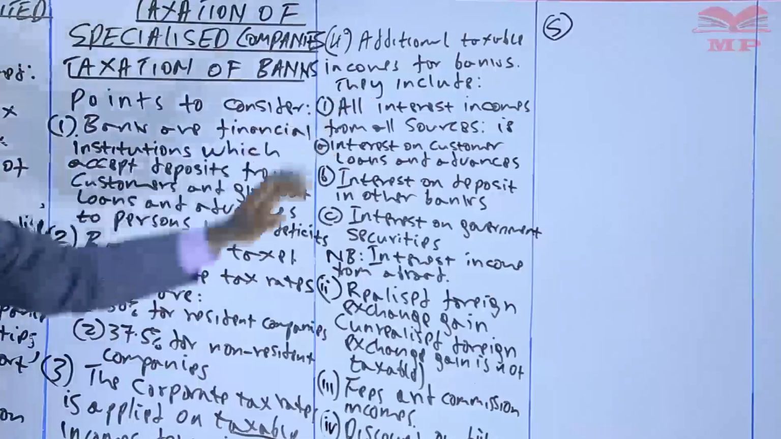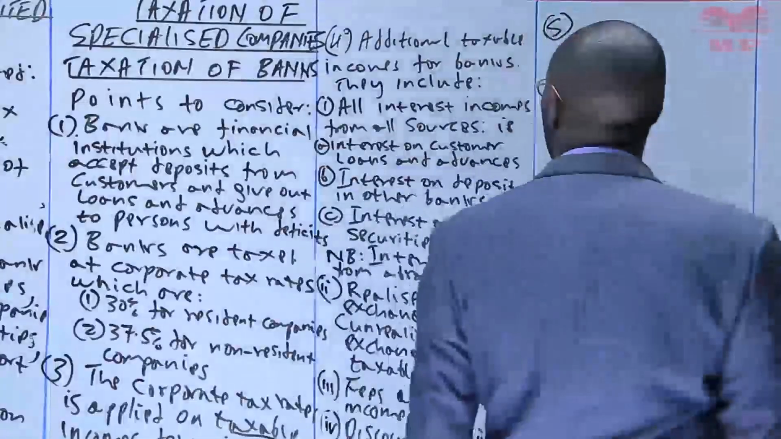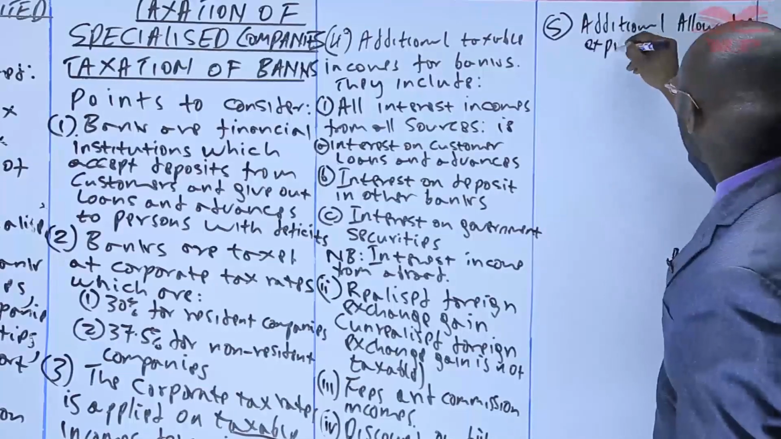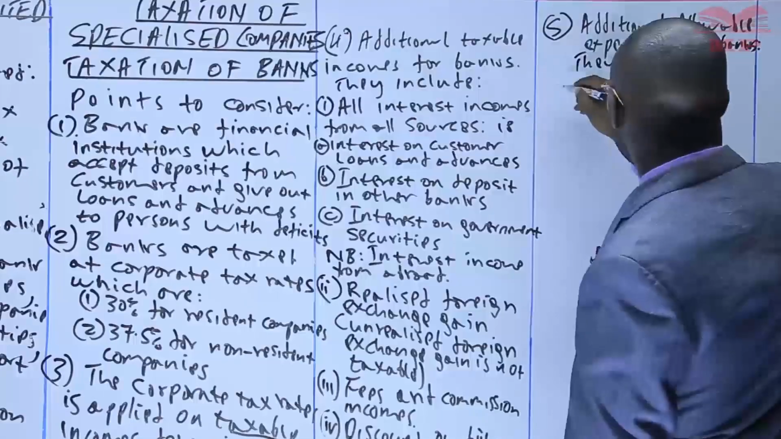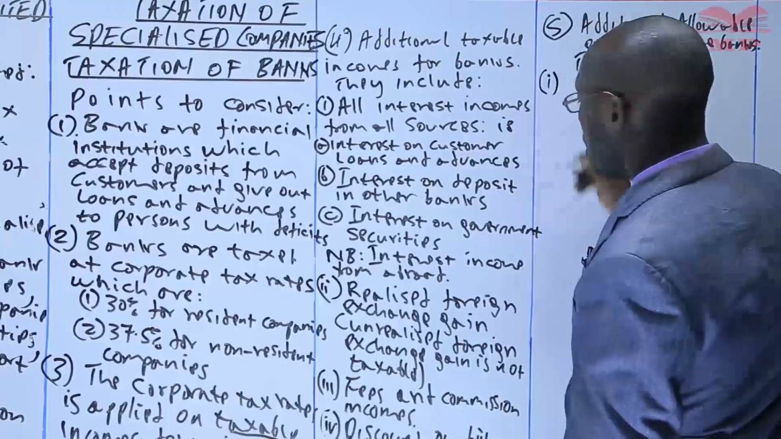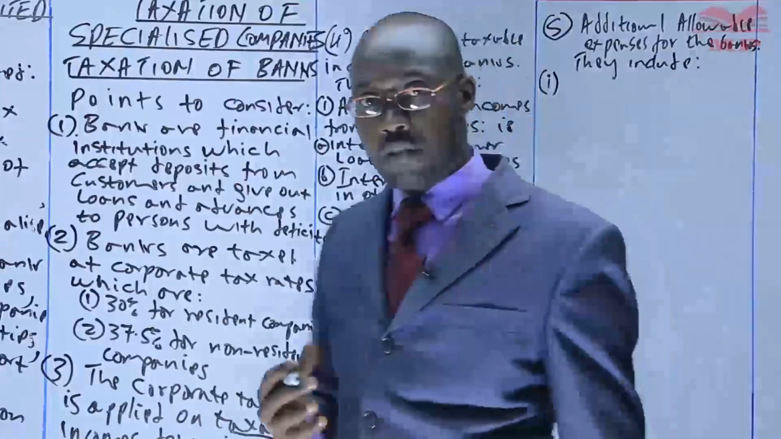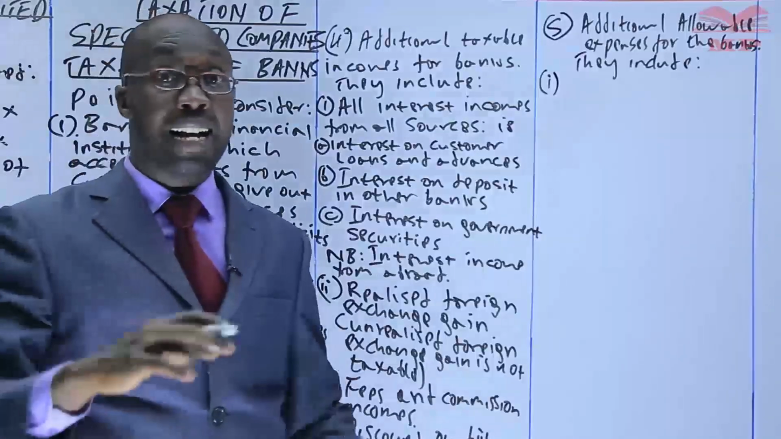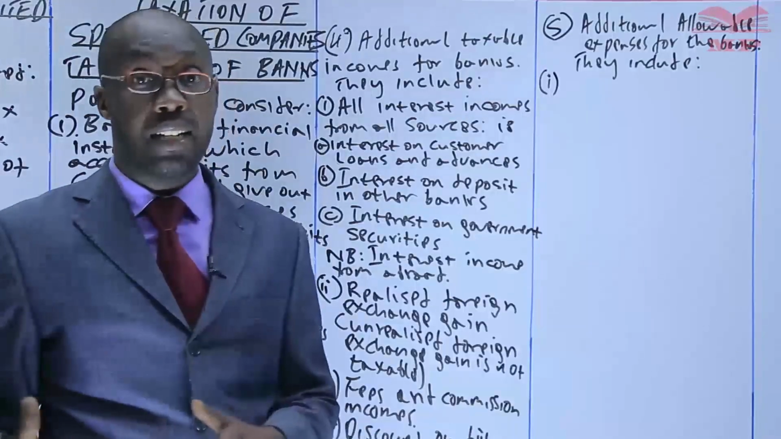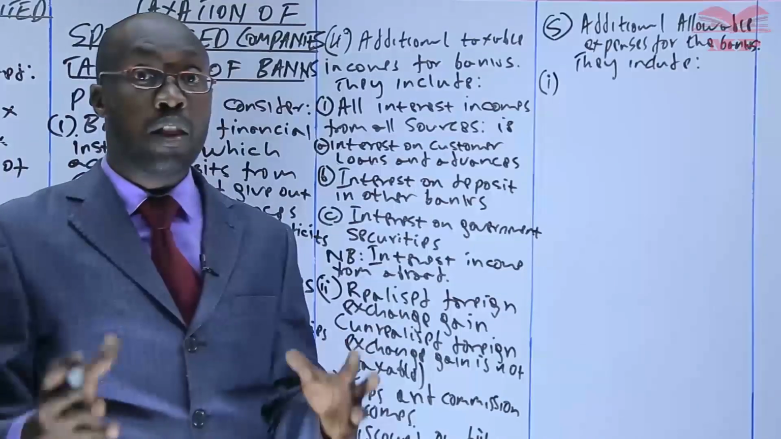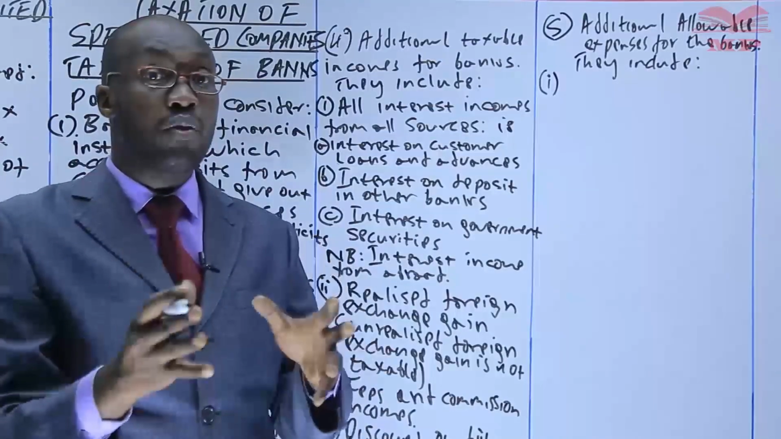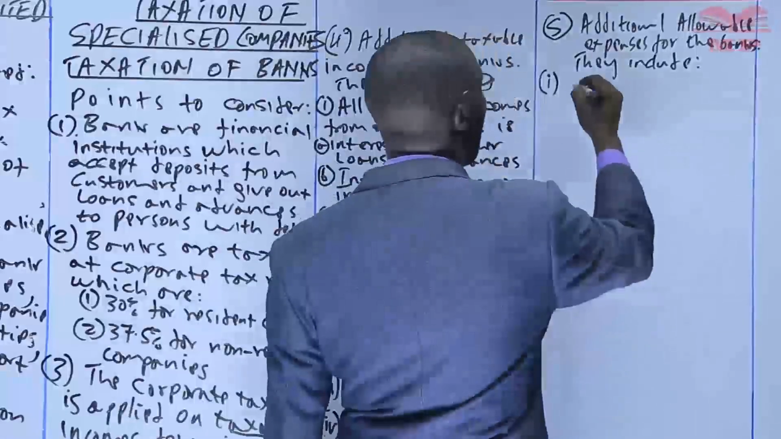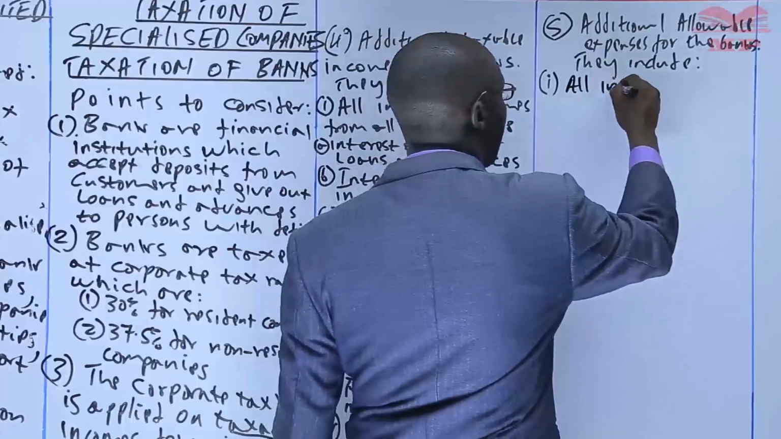So we have point number 5, additional allowable expenses. For a bank, other than the normal allowable expenses that we discussed for a general business, like electricity, the rent, the capital allowance, there are those that are specific to a bank, and they are usually allowable expenses. So what are they? Number 1, we have all interests.